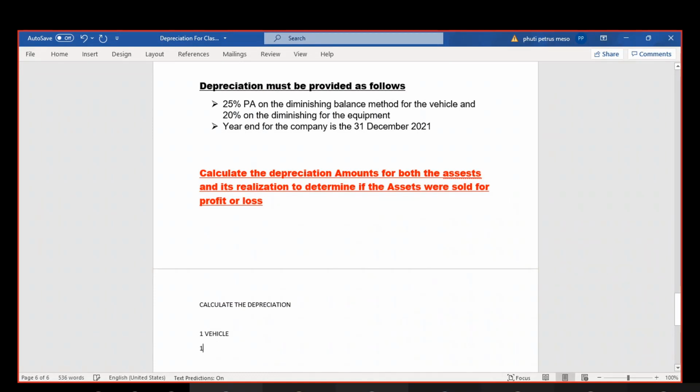Okay, this is how you do it. This is what she did: cost minus accumulated depreciation. So she's saying that is 12,000. You said it's 100,000 rand, right? Yes. And then minus 12,000. Yes. Okay. Multiplied by 25%. Okay, multiply by 25 divided by 100.